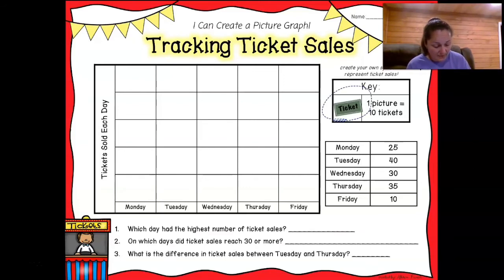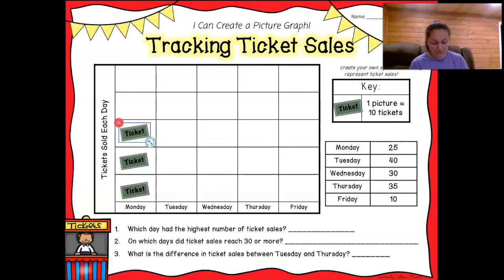So let's see if we can do this. We're going to copy my ticket here, and paste them. We need 25 for Monday. There's 1. There's 2. Now, if I put 3, that gives me 30. What am I going to do? I can't have 30. I need a half a ticket. So let's see if I go like this. That's a half a ticket. So I've got 10, 20, and a half would be 25. Sounds good.